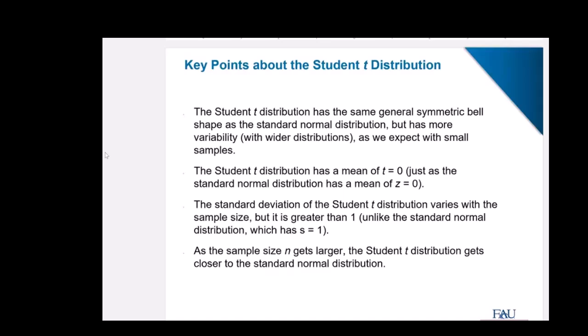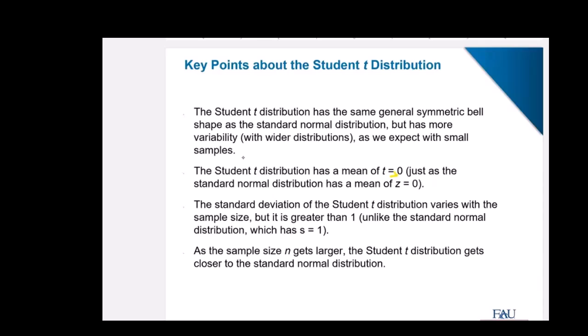Key points. The student t-distribution has the same general symmetric bell shape as the standard normal distribution, but has more variability with wider distributions as we expect with small samples. What that's saying is, because we don't know the standard deviation for the population, we're going to make a little wider range for our mean to fall into. The student t-distribution has a mean of t equals 0.